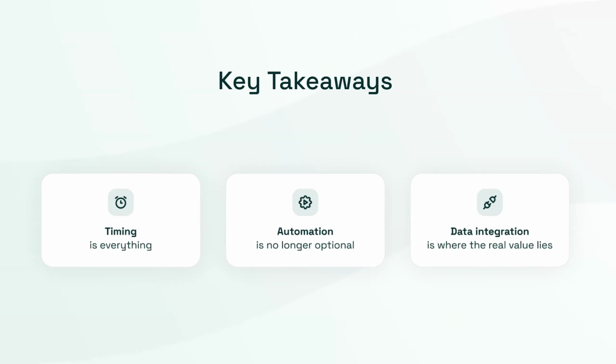Second, automation is no longer optional. The pace of change in consumer behavior, especially driven by social media, means that manual monitoring simply can't keep up. But the good news is that automation tools have become incredibly accessible.